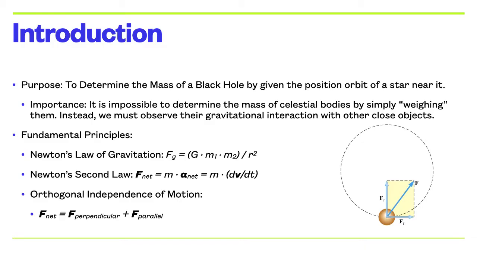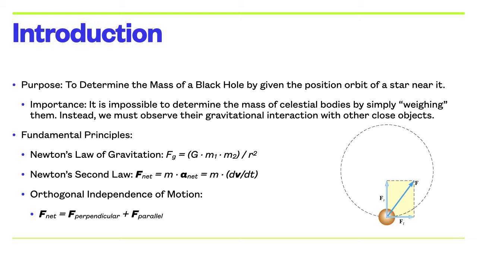So first, a quick introduction to the premise of my lab. The purpose of the lab was to estimate the mass of a black hole through the position-time data of a nearby star that orbited it. This is a fairly important concept as it is impossible to measure the weight of faraway or massive objects by simply weighing them. Instead, we have to observe their interactions with other objects near their system.